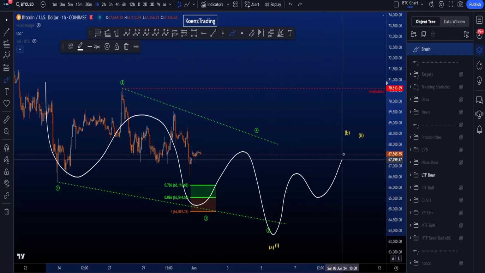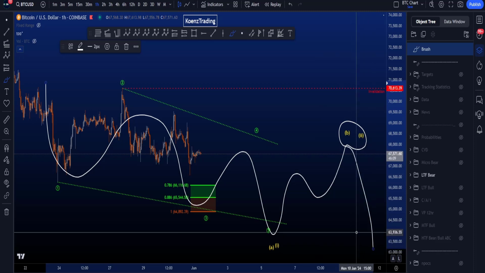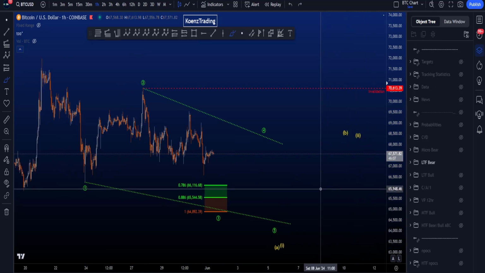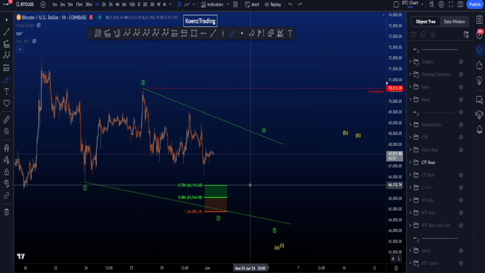Look for a 3-wave corrective structure to the upside in a B or 2, and then continuation to the downside in a wave C or 3. The invalidation for this scenario is price moving above the high of wave 2 at 70.6k.